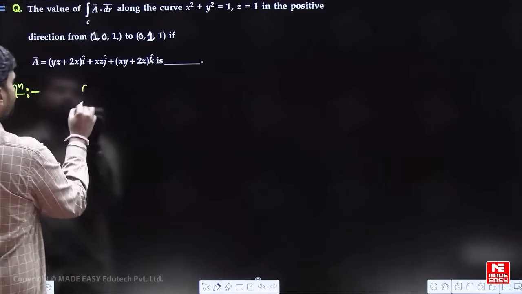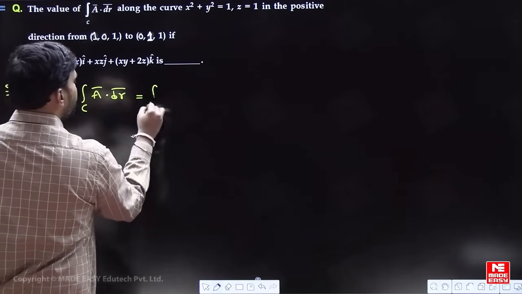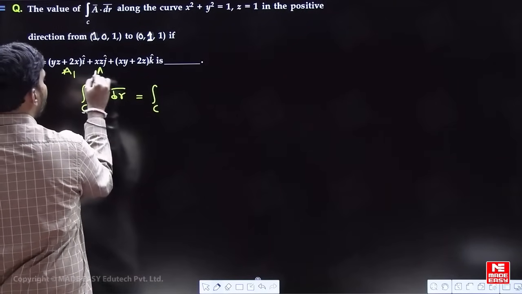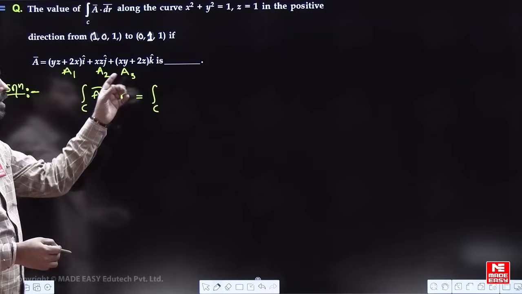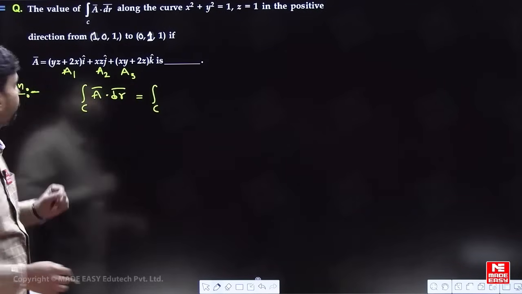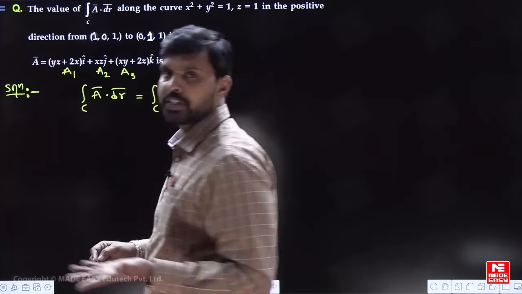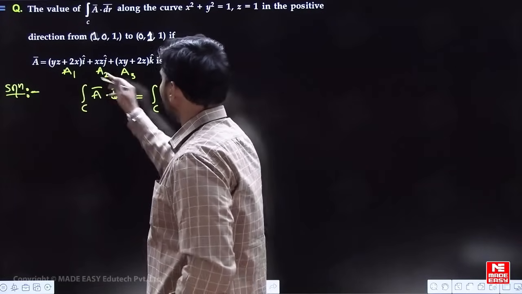What we have to do is the integral c A bar dot dr bar. So that is integration c. Suppose this is a1, this is a2, and this is a3, right? These a1, a2, a3 are the components of A bar, and we need to do the dot product with dr bar. What is dr bar? It is dx i plus dy j plus dz k.